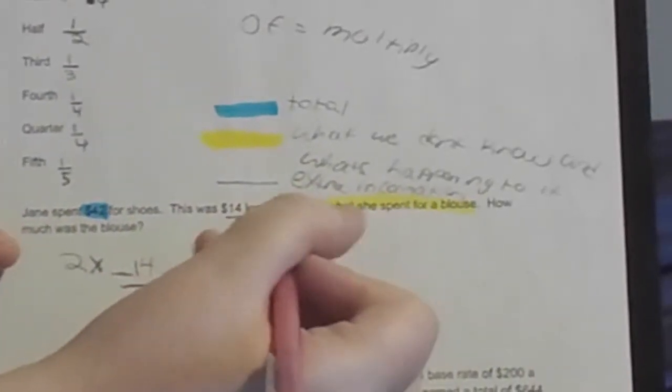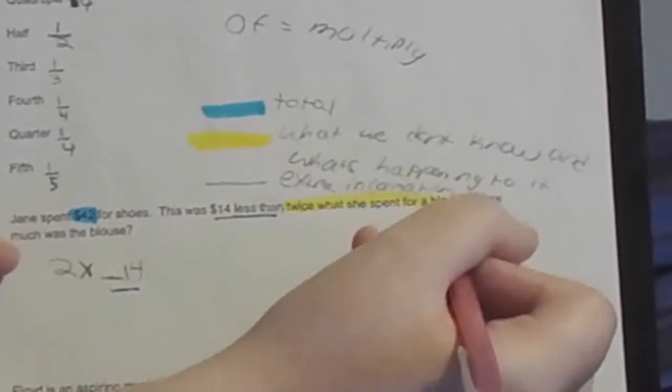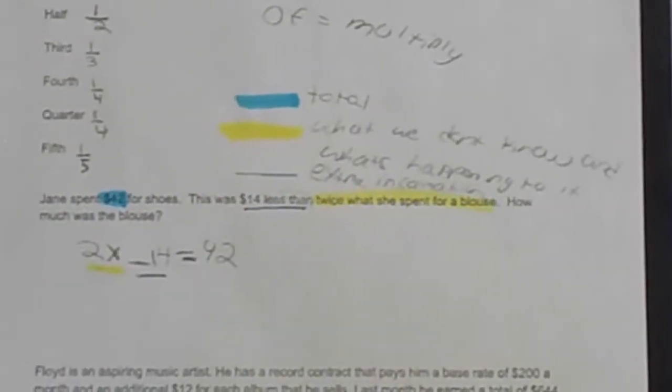Whatever she spent for the blouse is the thing we don't know, and that's X. And twice of that is timesing it by 2. Note that I put it in front of the minus 14. Anytime you see the word than, you can assume what comes next goes in front of what you just wrote. So 14 less is minus 14. The word than makes me think go in front of that and write twice what she spent for the blouse. And the blouse was what we didn't know, so that's where the yellow part came from. And all of this equaled her total, which was the 42 that she spent on shoes. So I'll put that at the end. And now I have my equation.